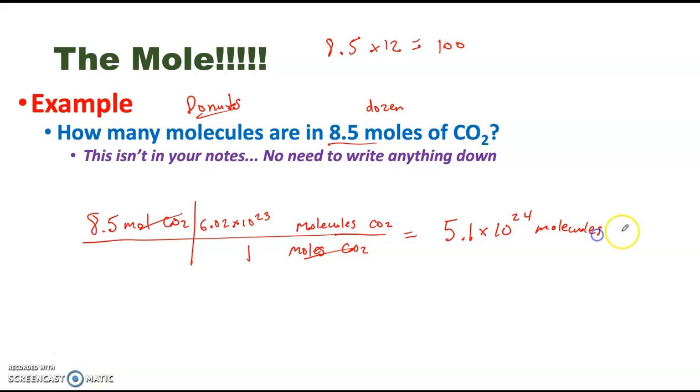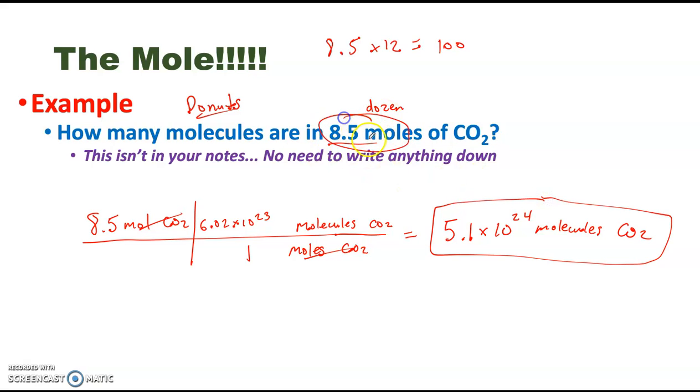molecules of CO2. So what I just did here is I said, okay, I have 8.5 moles of CO2. How many particles or how many molecules of CO2 are in this 8.5 moles? Well, I multiply it by Avogadro's number because that's how many are in 1 mole. So if 1 mole is equal to this many, I just multiply it by 8.5, multiply them together here, and it tells me that there's this many particles if I have 8.5 moles.